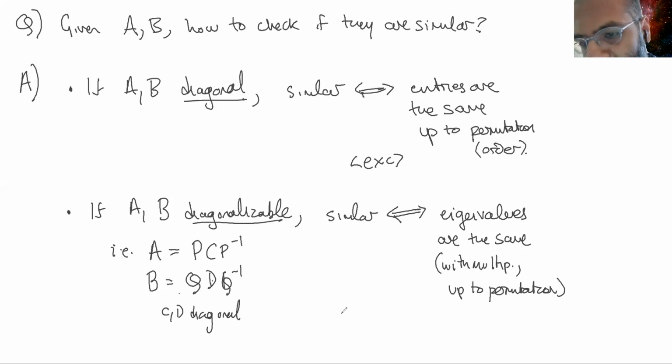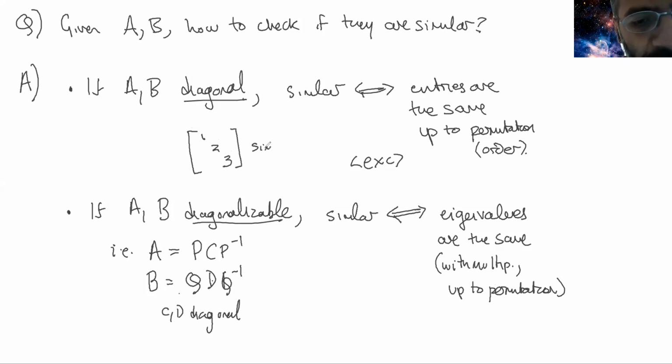Oh, I see. So there's a question. Do you have a question? Yeah, I just don't quite understand what you mean by up to permutation. Okay, yeah. So let me say here. What I mean by this is 1, 2, 3 is similar to 3, 1, 2. So you can swap the order.